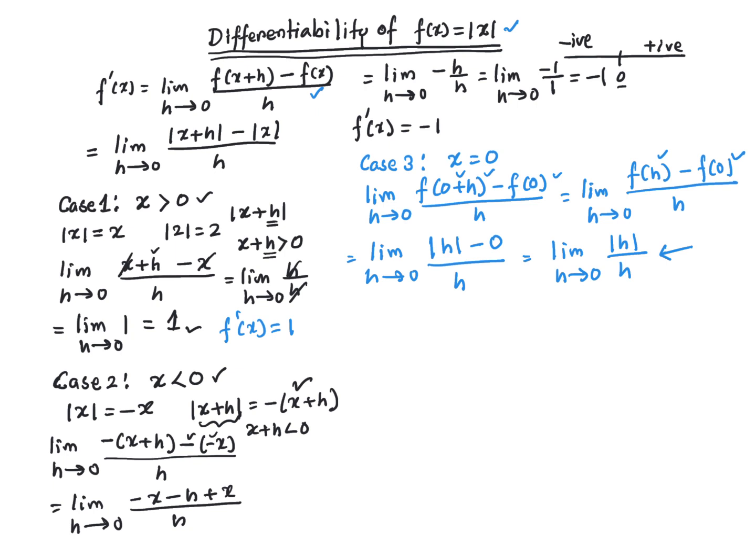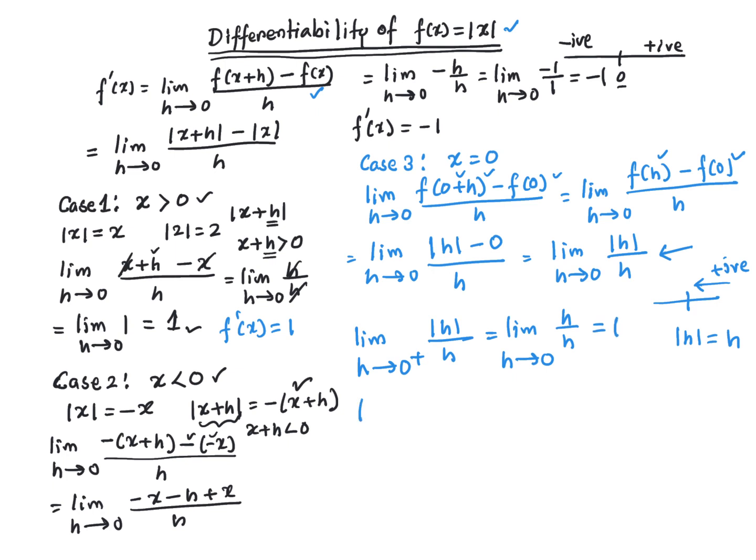Now, if h approaches 0 from the positive side, then of course absolute value of h is just h, right? So we are going to find the limit h approaches 0 from the positive side. Then absolute value of h over h is equal to limit h approaches 0 of h over h, which is just 1. So that's the right limit.